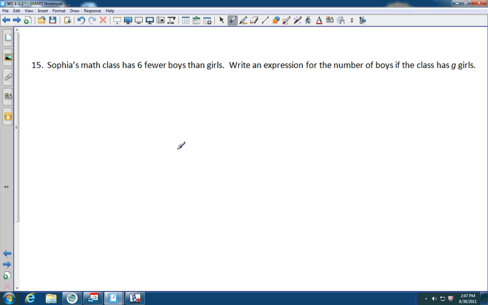Try the next one. Sophia's math class has 6 fewer boys than girls. Write an expression for the number of boys if the class has G girls. So we know that we have the girls, and they have 6 fewer boys. So if you take the girls and subtract off the 6, that's going to be how many boys are in the class. You take the number of girls, subtract off the 6 fewer boys, and there's your expression for how many boys are in the class.